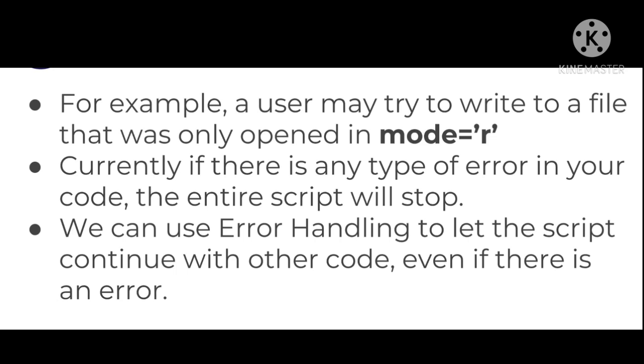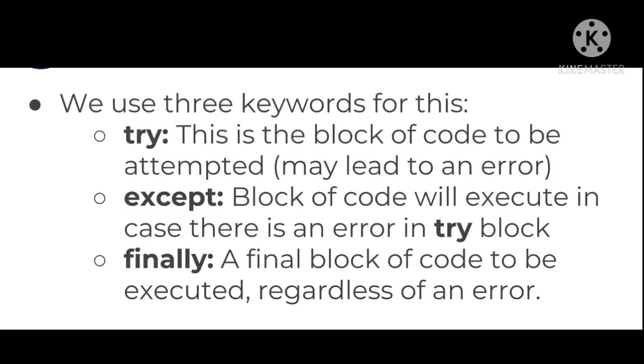For example, maybe in some part of your code you try to open up a file. Later on, someone else is using your code, and the user may try to actually write to the file when it was only opened with the mode R for reading. Currently, if there's any sort of error inside our programs, the entire script's going to stop and we get back some sort of error statement. We can actually use error handling to let the script continue with the other code and report the error. So even if there's an error, the code will report the error and continue on.